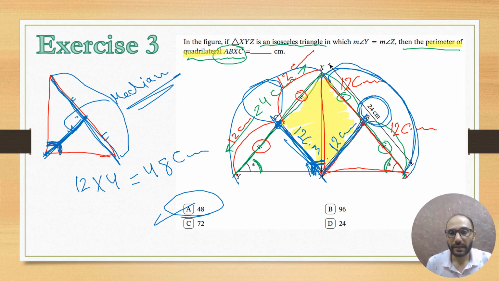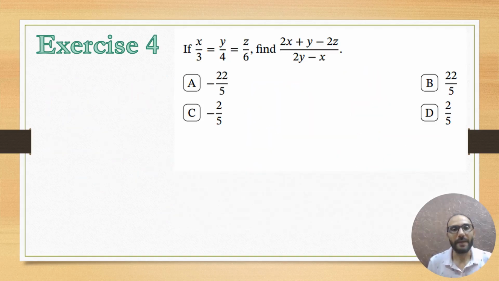Let's see the next question. Okay, exercise 4, it's one of the exercises on algebra in third prep. It is about ratio and proportion. It's talking about ratio and proportion.